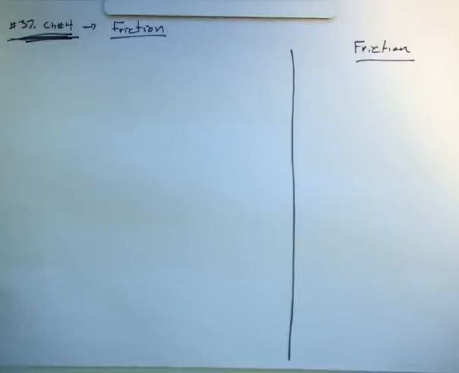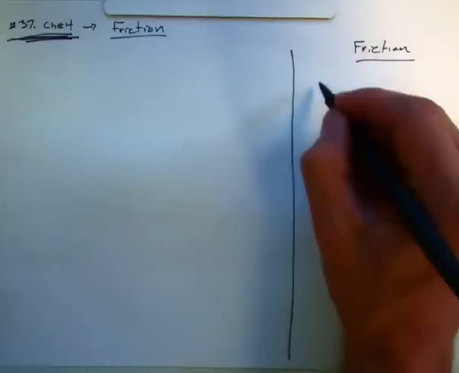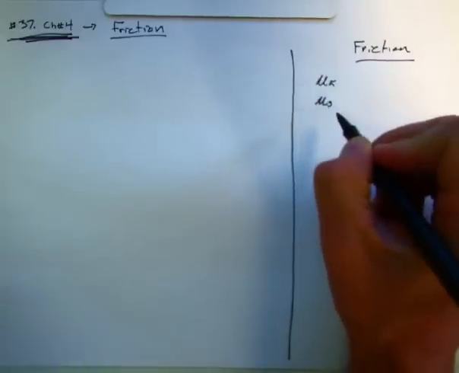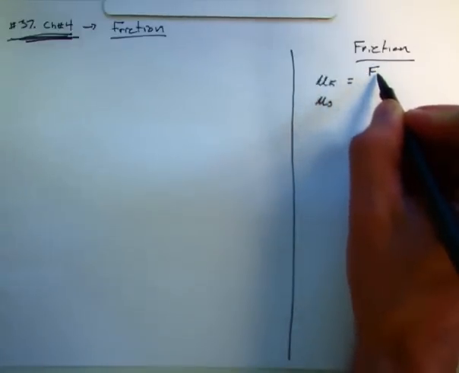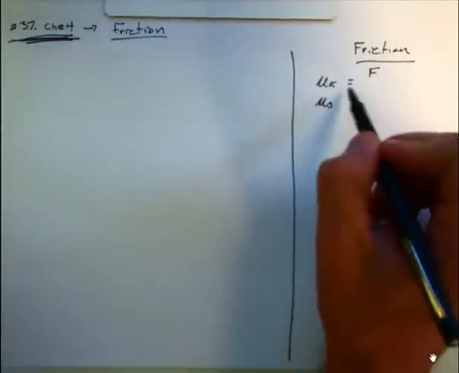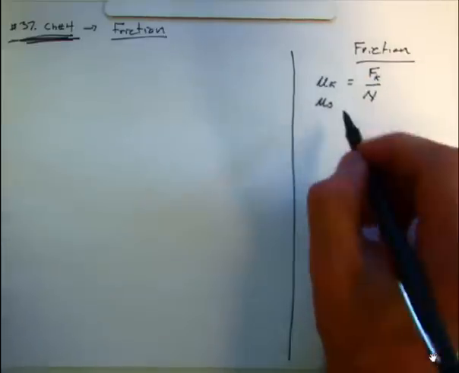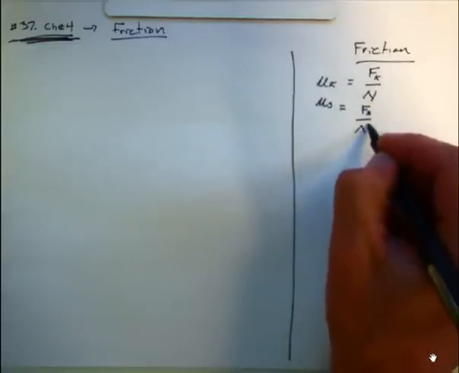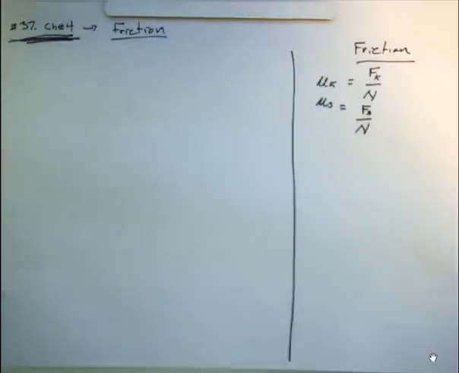Well, first of all, let's figure out what we mean by a coefficient of static or kinetic friction. Mu sub k is the coefficient of kinetic friction, the ratio between the force of kinetic friction and the normal force, whereas mu sub s is the ratio of the force of static friction to the normal force. Now, what is a kinetic friction force? What is a static friction force?